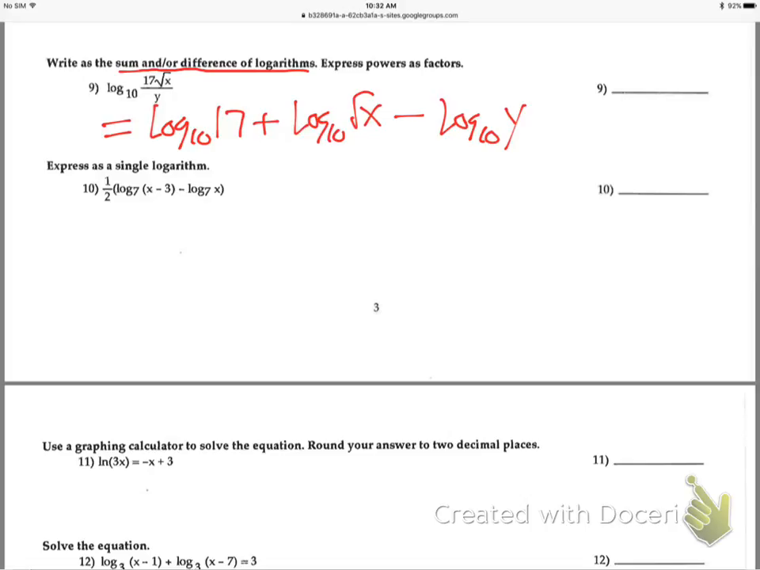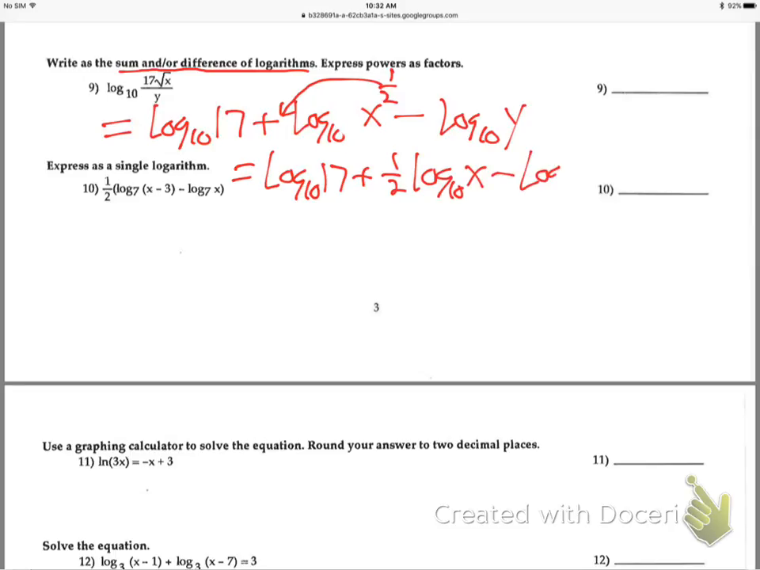Last thing is what do you do with root x? Yeah, root x is x to the half power. Remember that? A root is a half power, and you know where powers go, right to the front. So it becomes log base 10 of 17 plus a half log base 10 of x minus log base 10 of y. We don't have to write out the base 10 on all of them, right? It's not required, because it's understood to be 10 if you don't write it. Good point. Yeah, exactly.